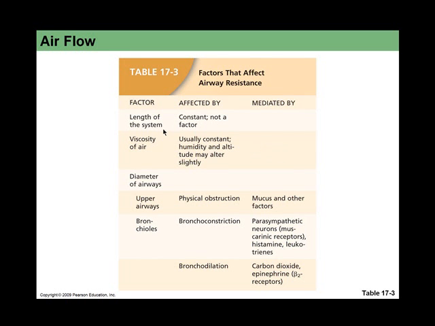We can make air more humid or less humid if you have a dehumidifier, right? The length of the system is constant. It's not a factor, unless something happens, right? You get pneumonia or obstruction. If you get a lobar pneumonia in the lower left lobe, then the length of your system is changing too. But under normal conditions, we do not change the length. Under pathological conditions, it can. The viscosity of the air is usually constant. Humidity and altitude may alter slightly with these two.